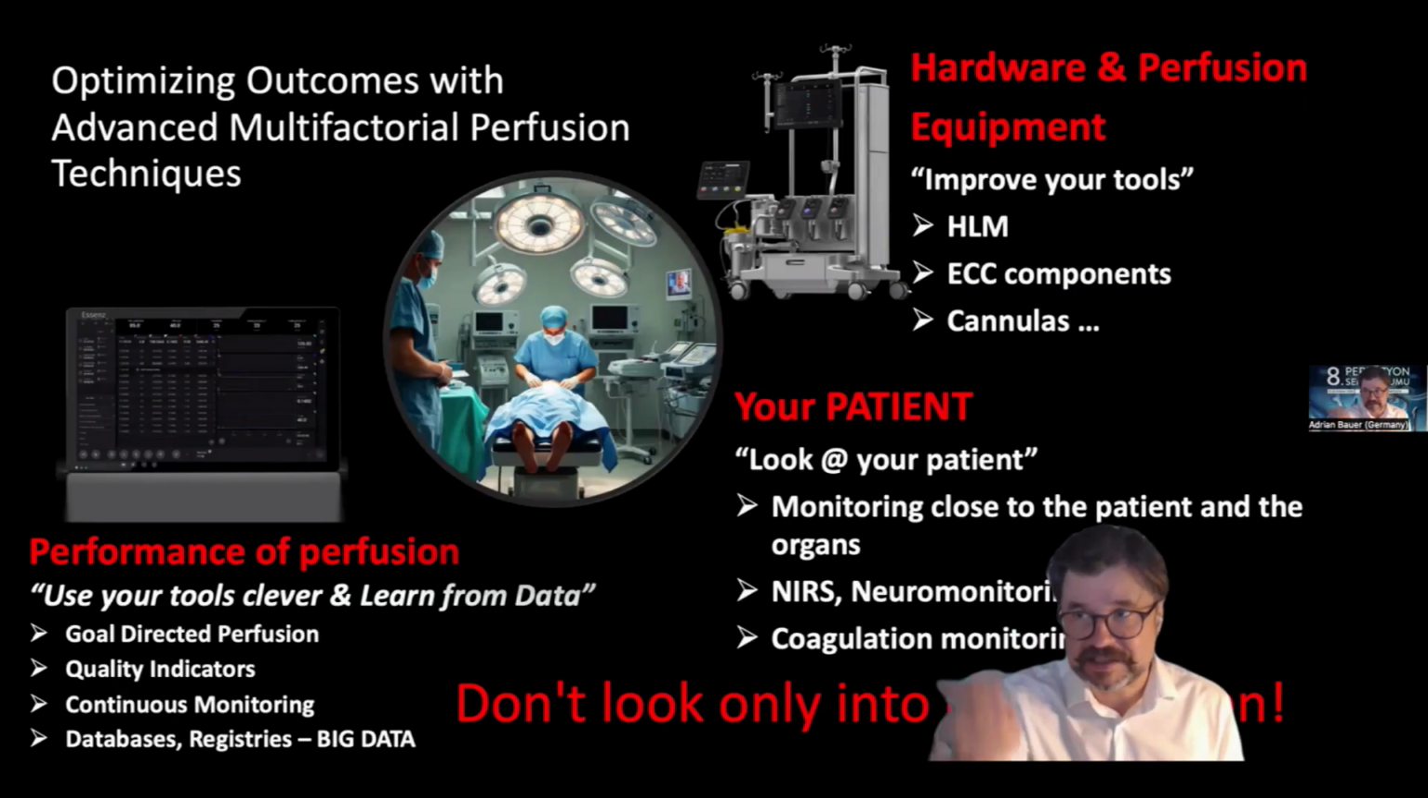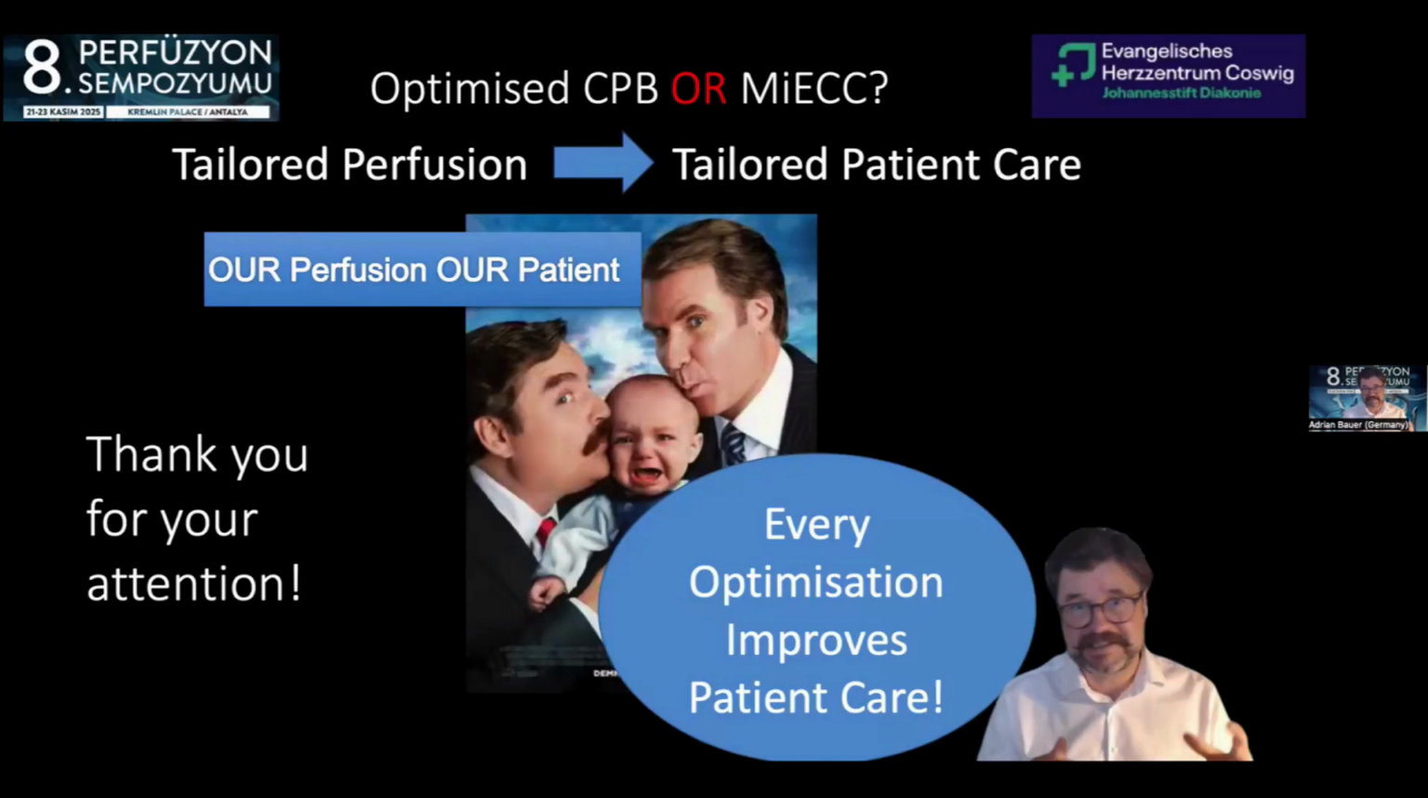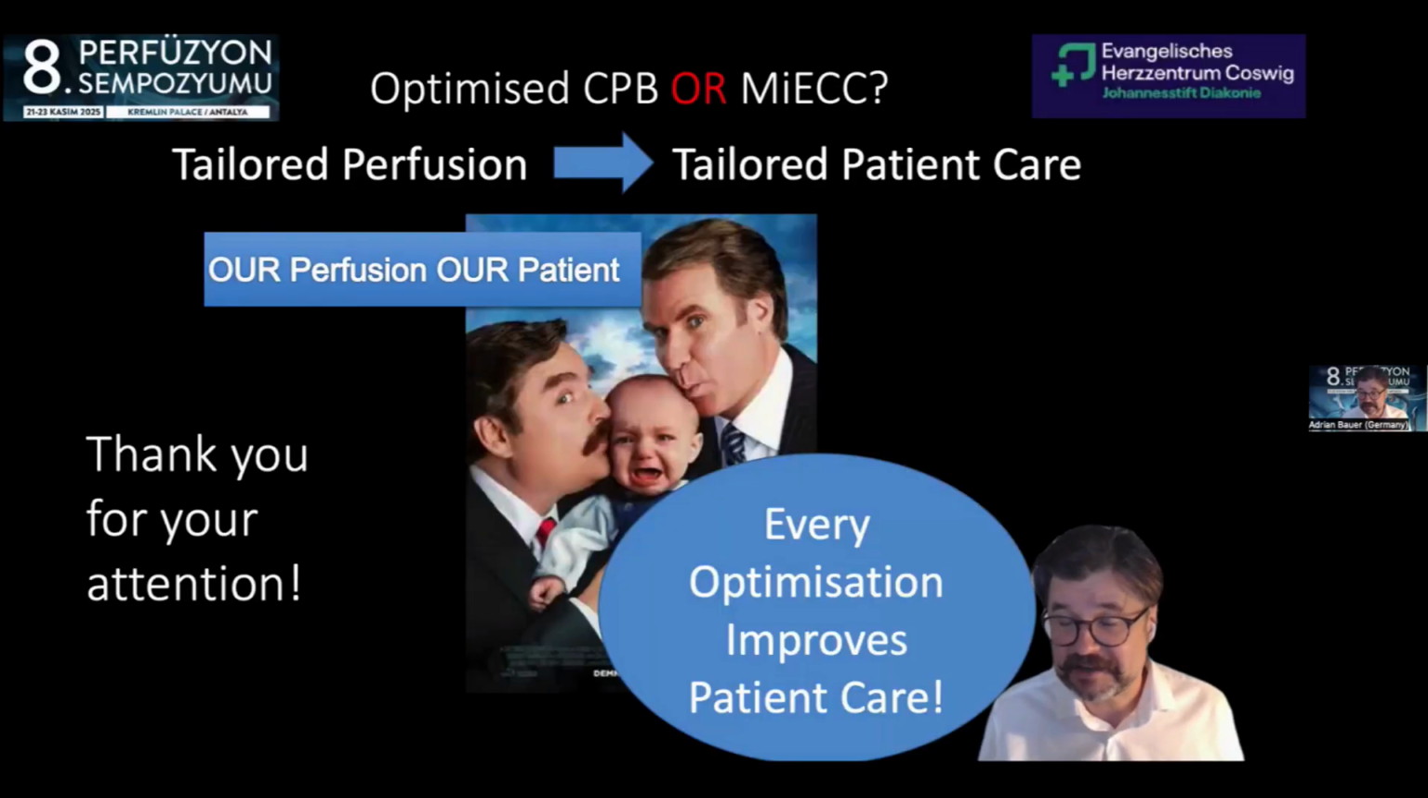And that would be my message. Use your systems in the best way that you can, collect data, learn from the data, and probably AI will help us in the future to improve perfusion. And that's the direction that we should go. At the end, tailored perfusion is tailored patient care, and do it together. We have to optimize what we do, and then we will have a good part within the cardiac team, but also in the medical teams. Thank you very much for your attention.